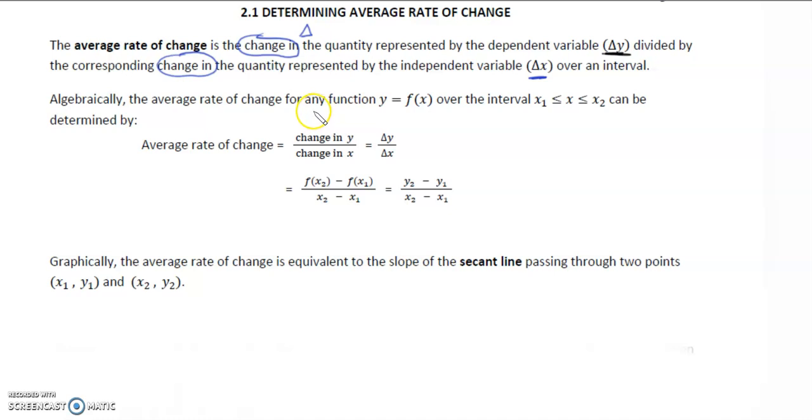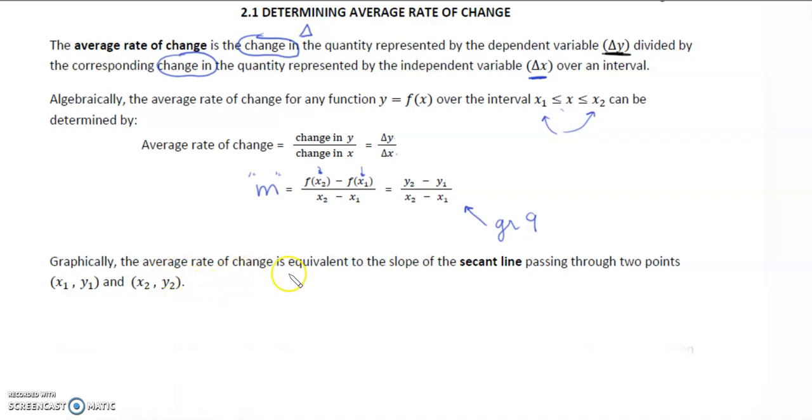Algebraically, the average rate of change for a function y equals f of x over some interval, so we have x between x1 and x2, can be determined by this. Just like in grade 9 when we were doing slope, average rate of change is the change in y over the change in x, delta y over delta x. Another way of writing it, remember like the slope formula, is the function evaluated at the second x minus the function evaluated at the first x, over x2 minus x1. In other words, y2 minus y1 over x2 minus x1. Again, this is straight from grade 9.